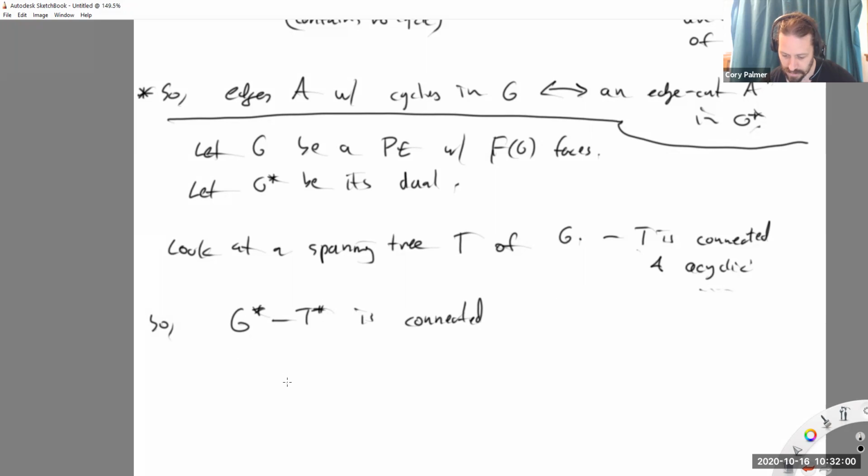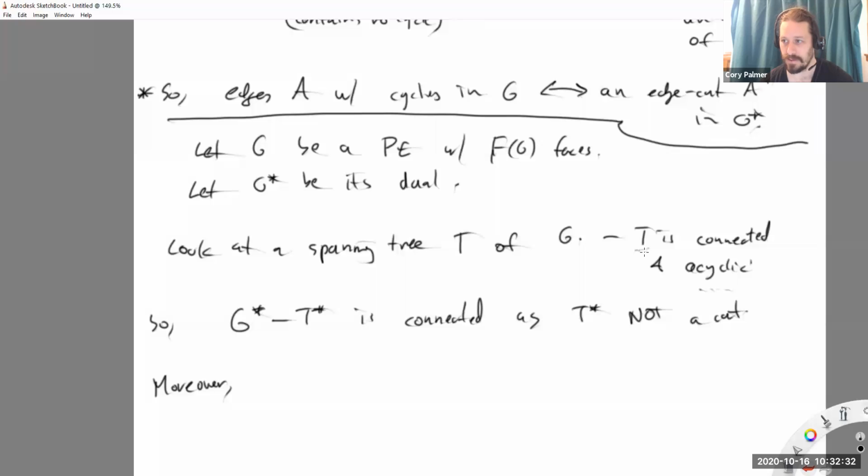But, yeah, dual edges. So let's say, just to re-emphasize: if T is acyclic, then T star is not a cut in G star. So G star minus T star remains connected, because T doesn't contain a cycle. Now, moreover, this is interesting, and this takes a little bit of thought here.